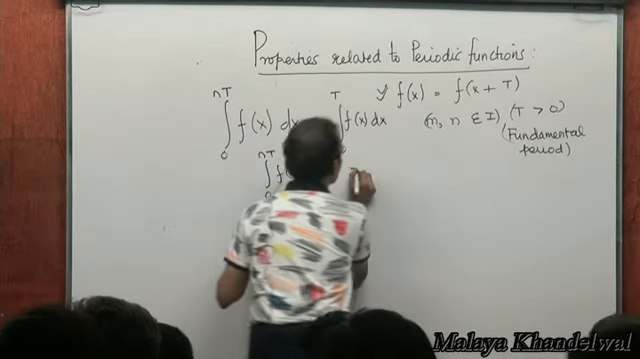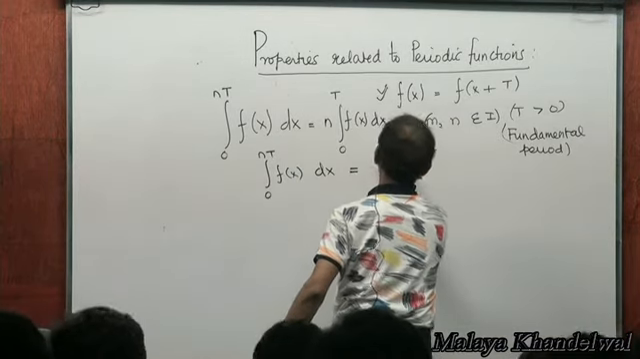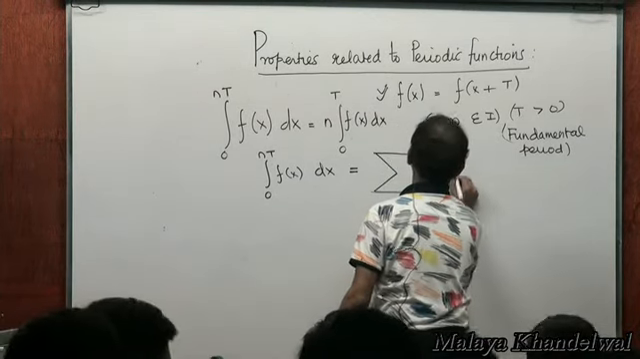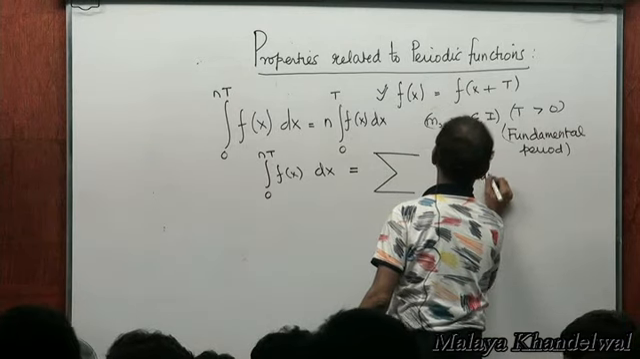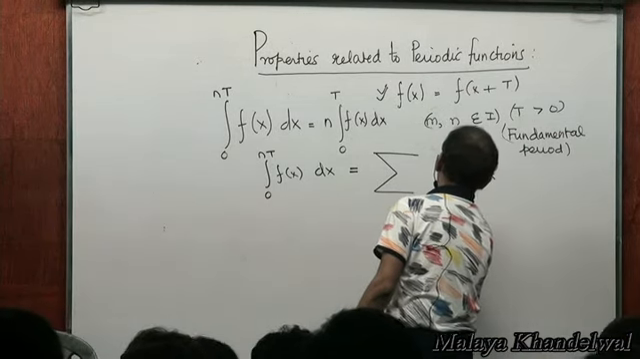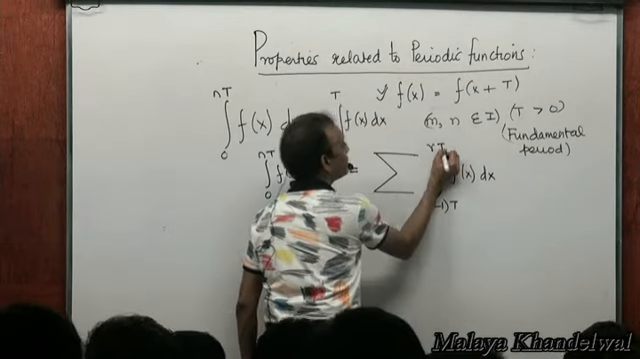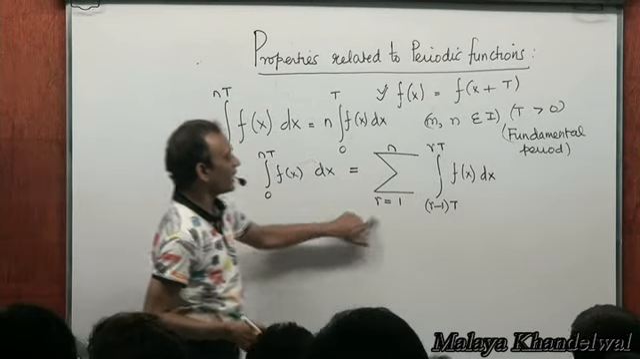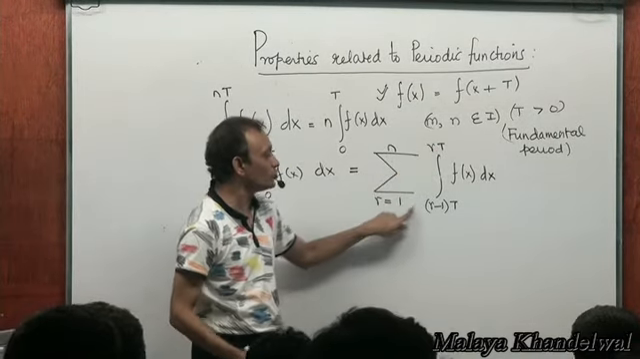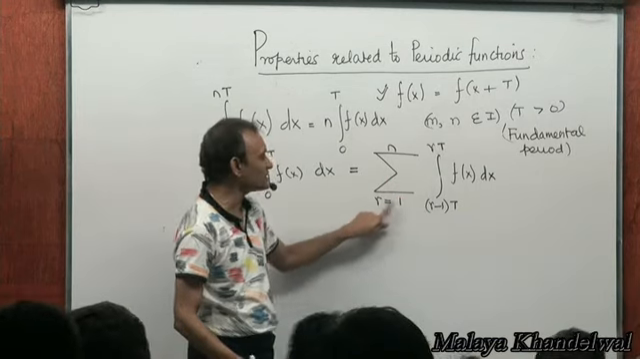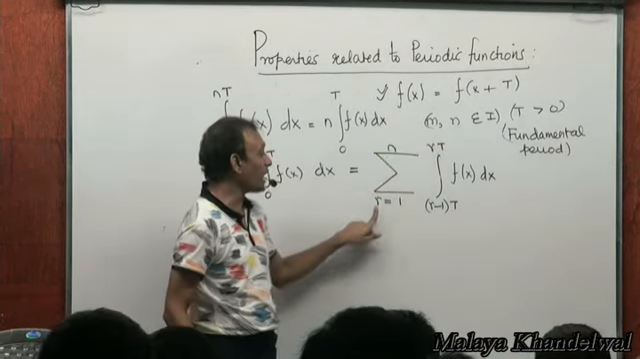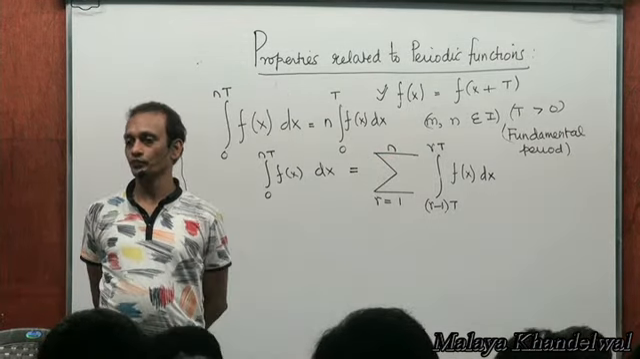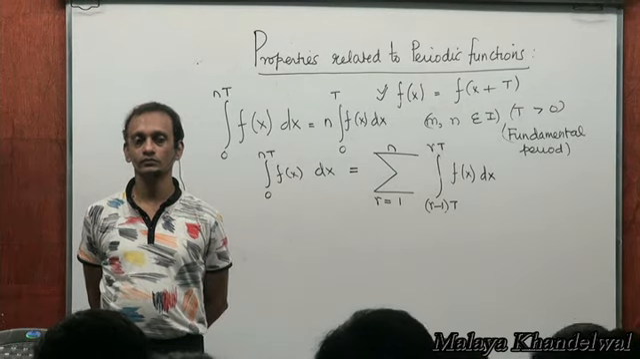So the n such integrals compacted as summation of the integral of f(x) dx from (r minus 1)t to rt, where r runs from 1 to n. Yes or no? Bolo. When r is 1, it will be 0 to t. When r is 2, it will be t to 2t. When r is 3, it will be 2t to 3t. When r is n, it will be (n minus 1)t to nt. Yes or no? Right?